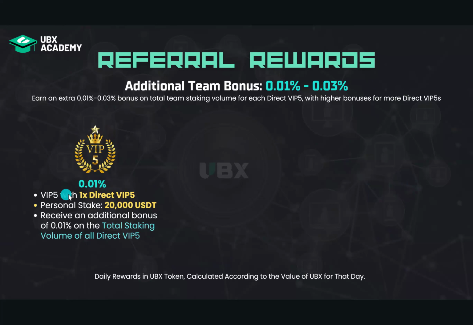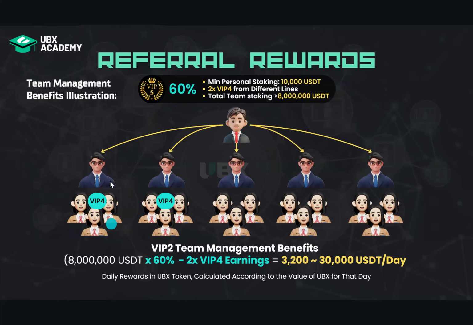If you have successfully trained a V5 under your direct referral, you'll become a VIP 5 plus, or we call it 1 star, VIP 5 1 star. So what's the benefit? You'll get 0.01% of the total staking volume for all the direct V5. So if the VIP 4 becomes the VIP 5, and total revenue is 8 million, you'll get 0.01% of the 8 million, which is $800 USDT, just for this line as an additional bonus.